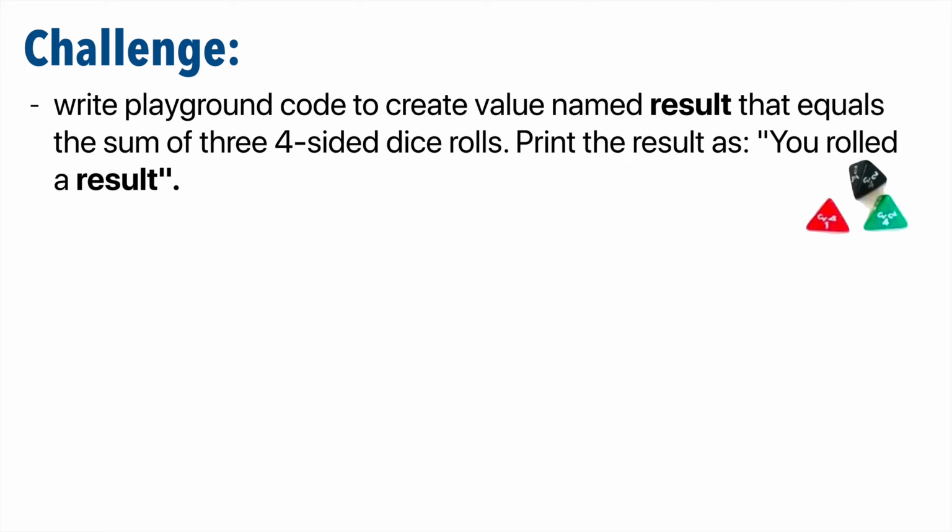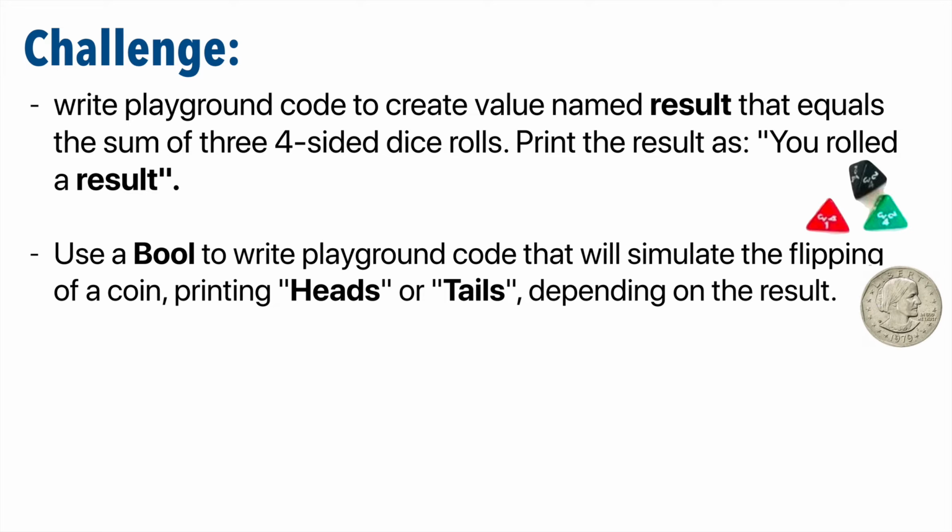In this particular example, I want you to imagine that you've got to calculate a roll of 3 4-sided dice. So I want you to take the playground that you've got, I want you to write some additional code, create a value called result. That's the sum of 3 4-sided dice rolls. Print the value as you rolled a, and then whatever result is. Challenge number 2, coin flip.